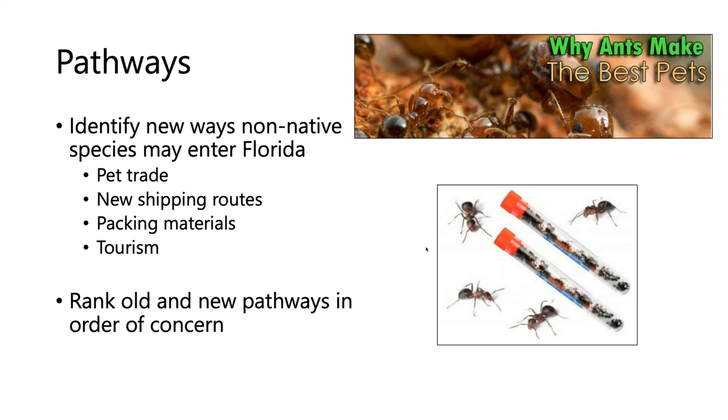But other new pathways might include new shipping routes, maybe more broadly, as the ice caps recede and we get openings of shipping routes, new kinds of packing material, and of course, tourism will always be an issue. So what we want to do is identify those new pathways, add them into the old pathways, and rank them in an order of concern.